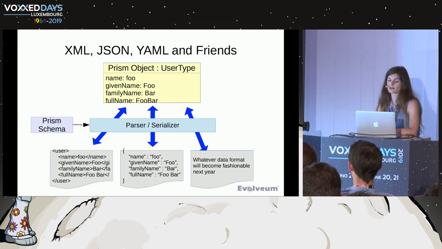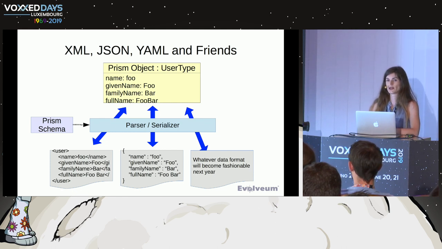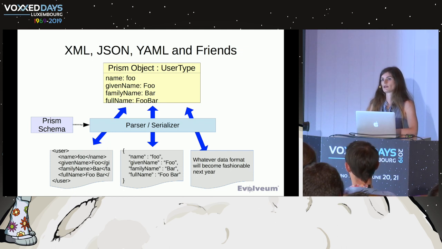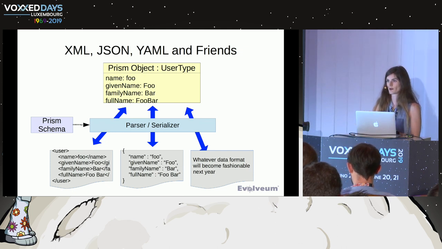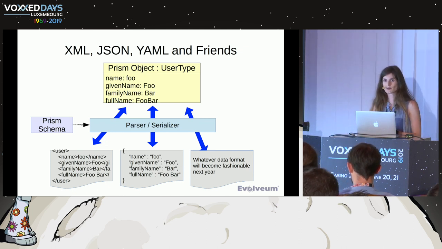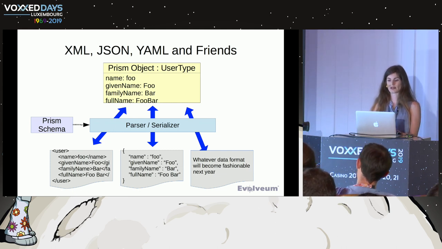I mentioned Prism schema, but so far I didn't mention Prism object. So in midPoint, after some time, when we realized that the pure XSD schema is not enough for us, we came with the concept of Prism object. Prism is basically a mechanism for data representation.